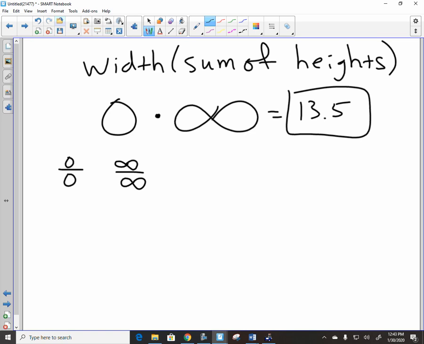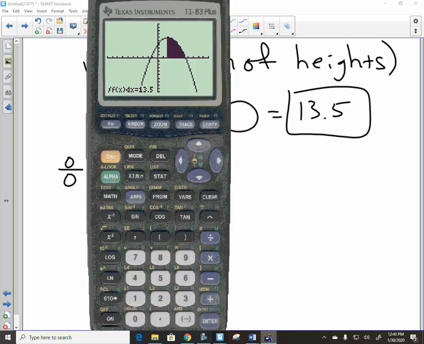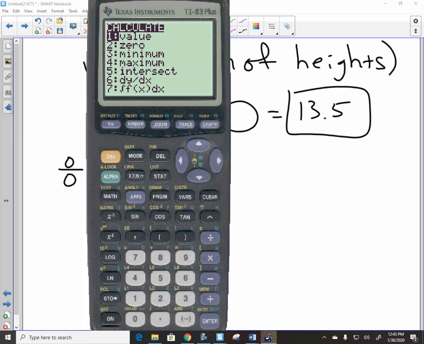You are now capable of finishing the rest of your assignment. And by the way, this thing that I showed you how to do right here, you're going to be able to use that on the AP Calculus exam. You'll be able to go second calculate number 7. Okay? You will.